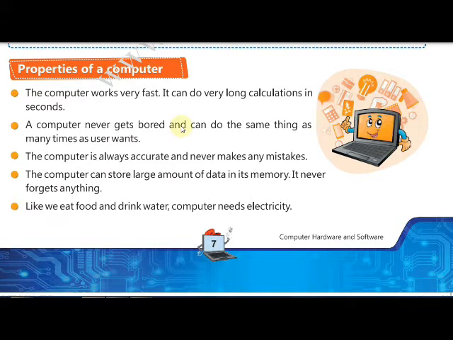A computer is always accurate. That means it does not make any mistake. It completes a given task without any mistake. That means there is accuracy in its work. This is the third feature of a computer. Then what is the fourth one?